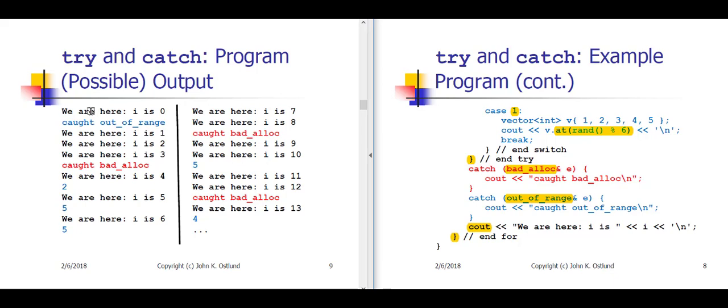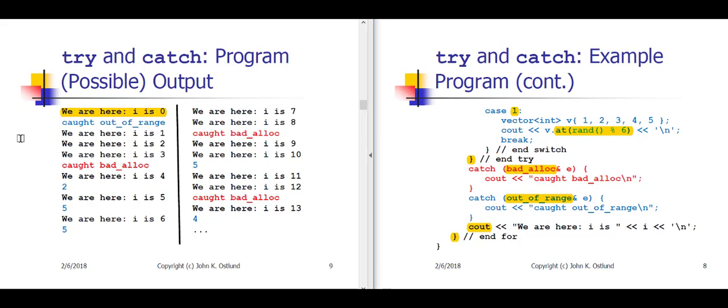Okay, so the first time through the loop in this example, no exception occurred. We got through the try block without generating an exception. That means we just fall through the catch blocks, and we get to the cout statement, which simply displays "we are here, i is 0".